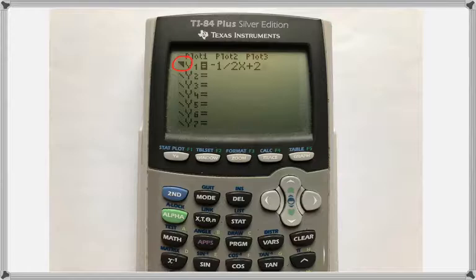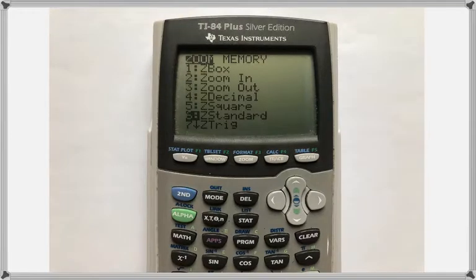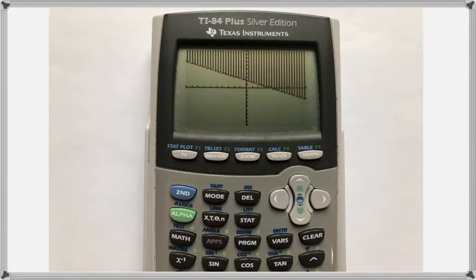So once you get that, then let's press zoom and go to zoom standard so that we get a -10 by 10 window. And then this is what our graph looks like. So we have a line with the shading above the line.